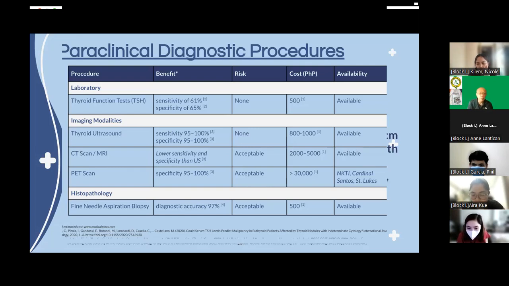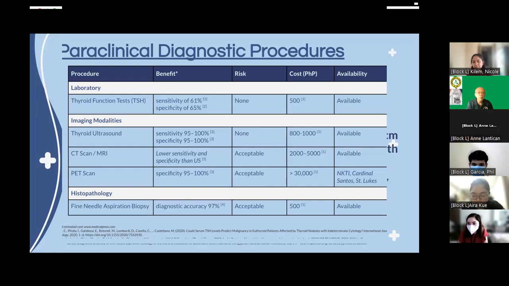Then availability. Then needle biopsy, it can have a diagnostic accuracy of 97. Maganda yung batting average ng study na yan. Sa akin, pwedeng 90% pwede na. 90% batting average for fine needle, pwede na. But it has to be done properly. May magandang technique yan.